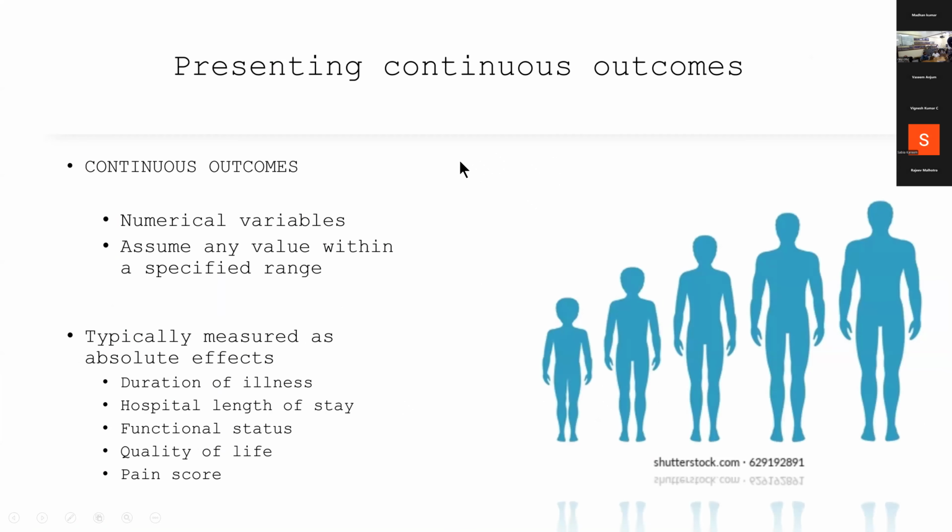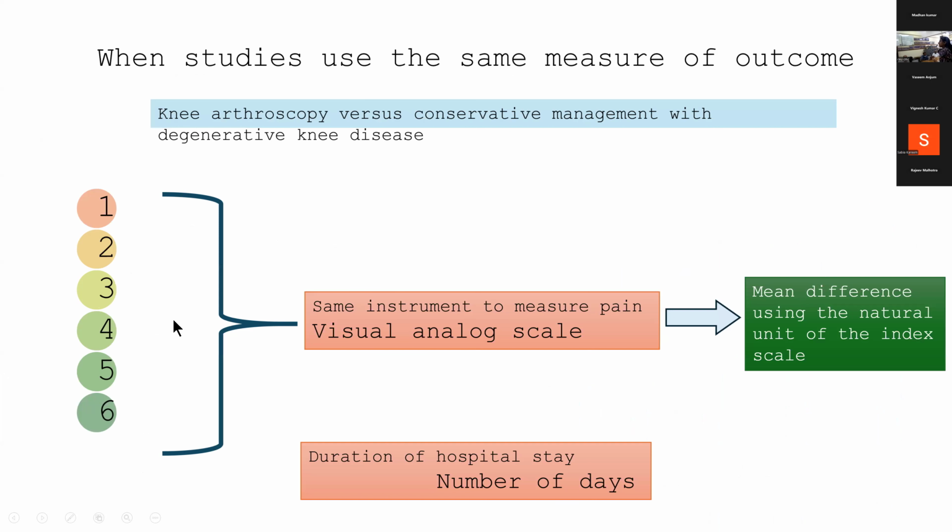So now we looked at how to present dichotomous outcomes. Now let's look at continuous outcomes. So what are continuous outcomes? These are basically numerical variables within a range. Examples of continuous outcomes would be duration of illness, duration of hospital stay, functional status, pain score, and quality of life.